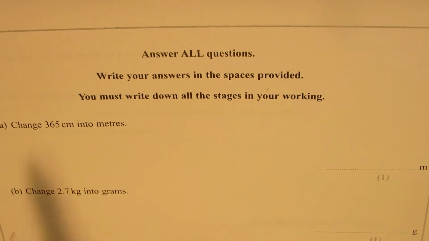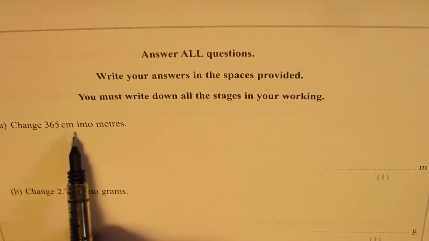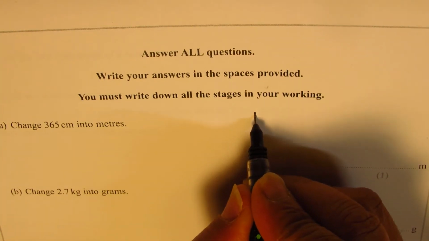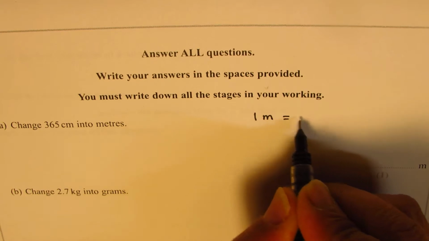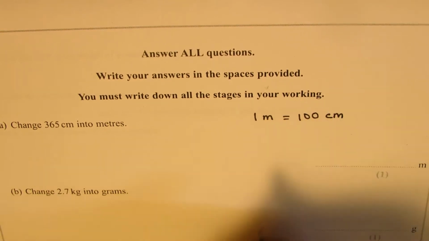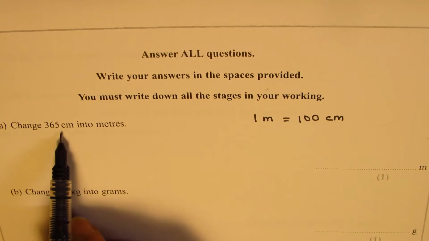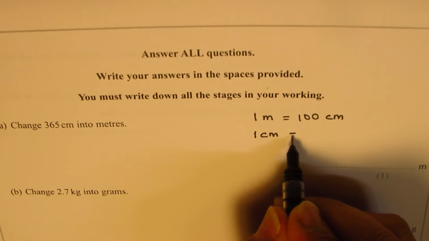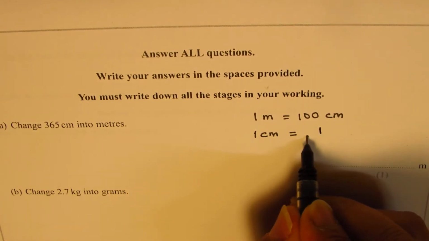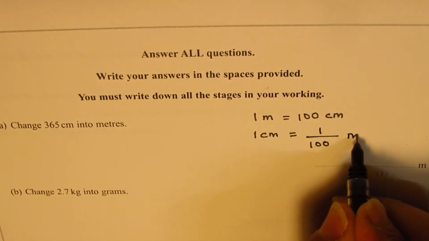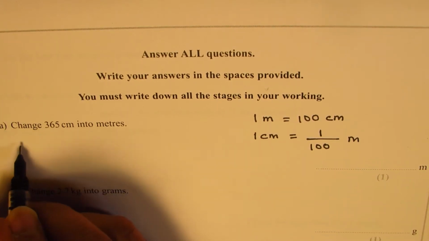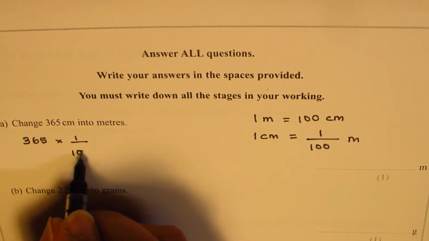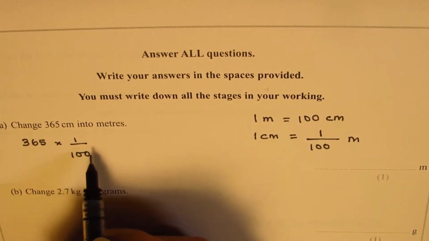Question number 1A. Change 365 centimeters into meters. Now we know that 1 meter is 100 centimeters, right? So if you have to do the reverse, that is to change from centimeters to meters, then basically you have to divide by 100, right? So 1 centimeter is 1 divided by 100 meters. So to change into meters, we'll say 365 times 1 over 100. So that will give you the answer in meters.